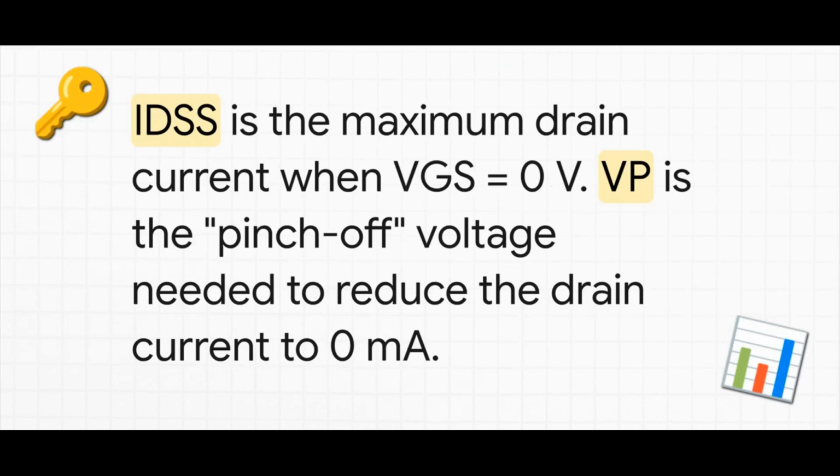Now, to really get a JFET, you only need to know two main things. First is IDSS. That's just the max current you can get when the gate voltage is 0. You know, when the hose is wide open. The second is VP, the pinch-off voltage. That's the exact negative voltage you need on the gate to squeeze the hose completely shut and stop all current. With just those two numbers, you can predict exactly how it's going to behave.